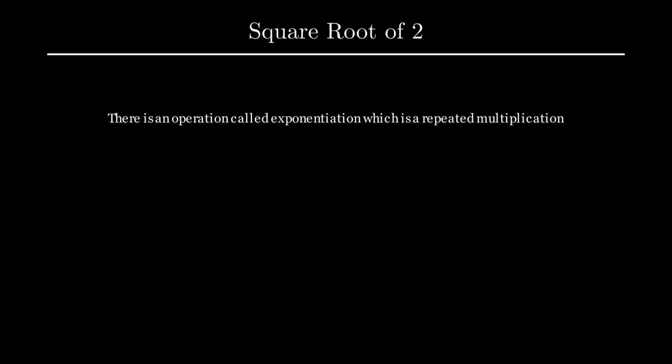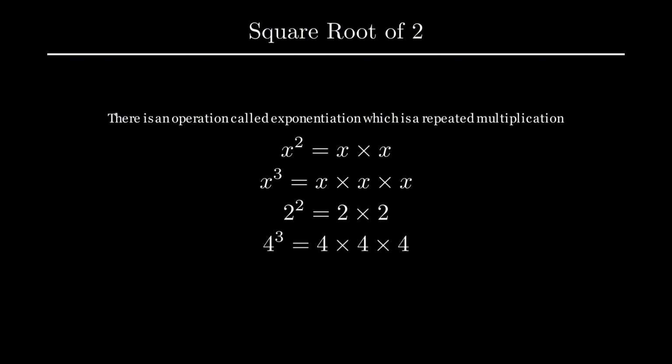To have some context, in the last video we talked about exponentiation, which is a repeated multiplication. For example, x squared is x times x, and x to the third power is x times x times x. 2 squared is equal to 2 times 2. And 4 to the third power is 4 times 4 times 4. We can also find the original number before it was squared, thanks to square roots. If we take the square root of x squared, it will simply return x. For example, the square root of 4 is 2.